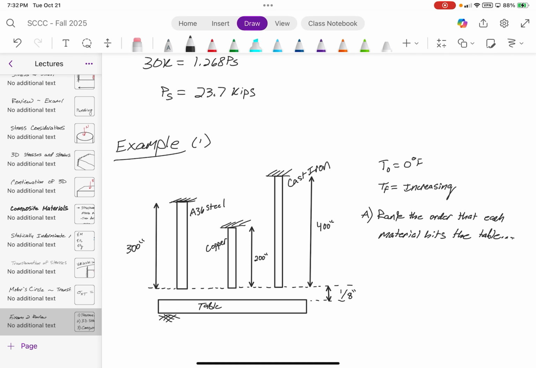Is this like part of stress considerations? Yes, it is. This is thermal.